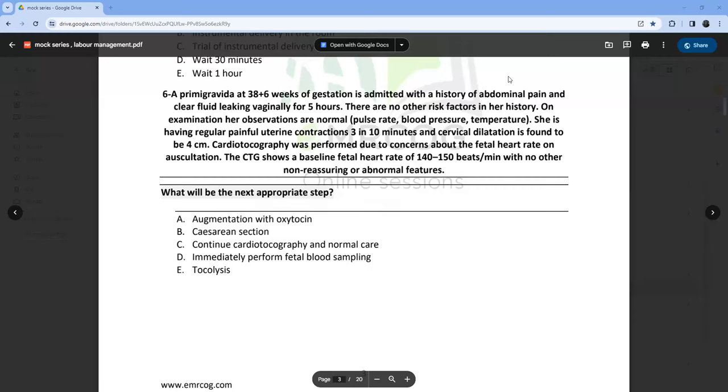So she is having regular painful uterine contractions, 3 in 10, and cervical dilatation is found to be 4 cm. CTG was performed due to concerns about the fetal heart rate on auscultation. CTG now shows a baseline fetal heart rate of 140 to 150. Is that white or amber or red, the fetal heart? It's clear white, yes. No other non-reassuring or abnormal features. That means our CTG is fine, okay? So now, what is the next appropriate step in this case? Shall I continue CTG or shall I discontinue the CTG and go back to normal auscultation? What shall I do?